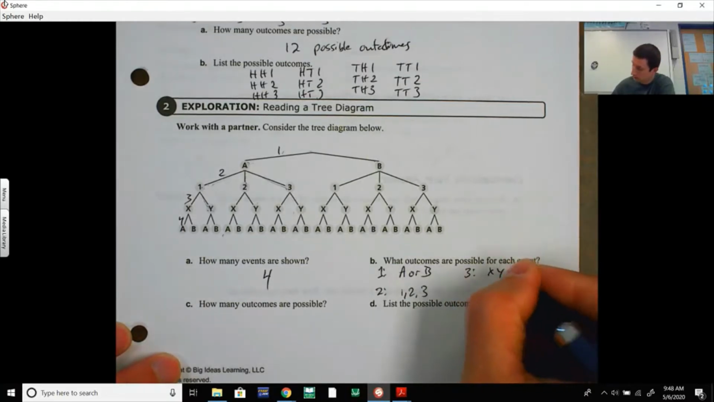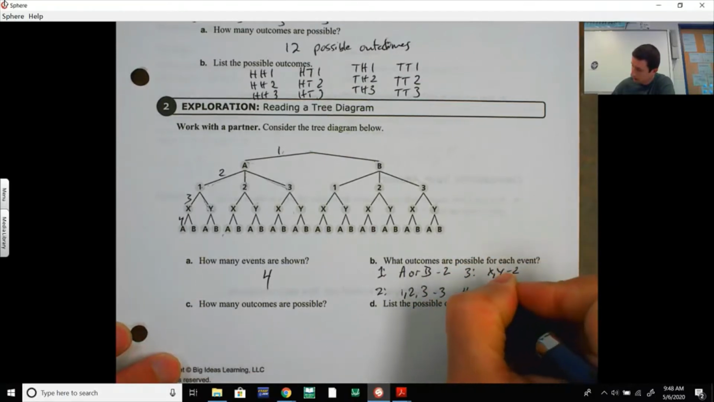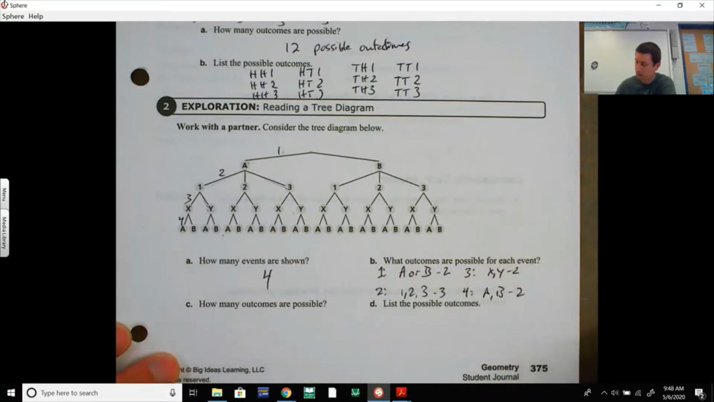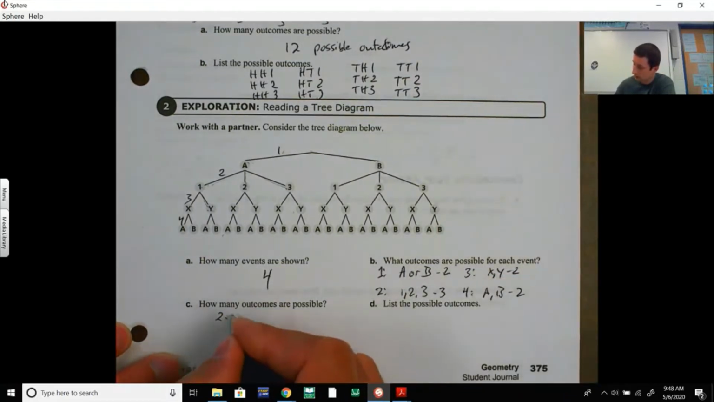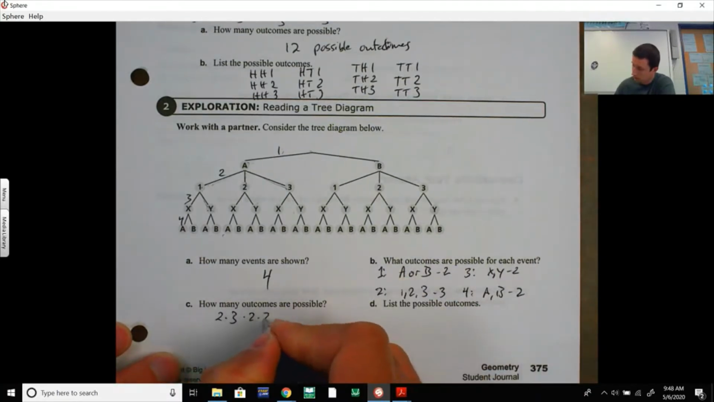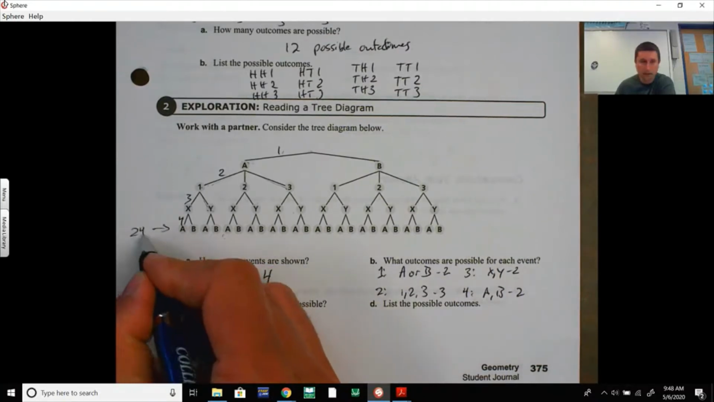So there's 2 of them there, there's 2 of them there, you have 3 of them there. For your 4th event, you can have A or B again. So again, there's 2 of them there. So how many possible outcomes? Let's multiply these. 2 times 3 times 2 times 2. So 6 times 4 is 24. There should be 24 possible numbers down here.